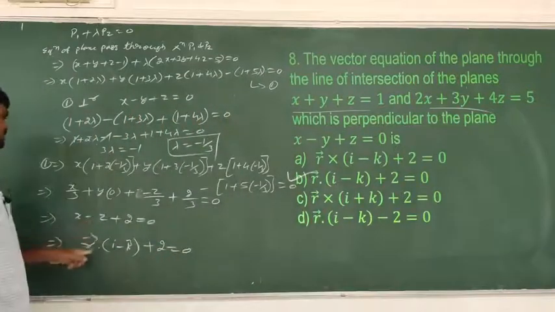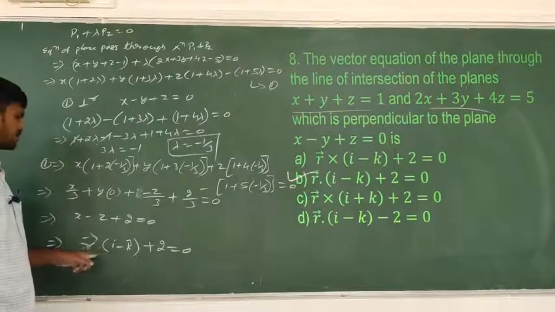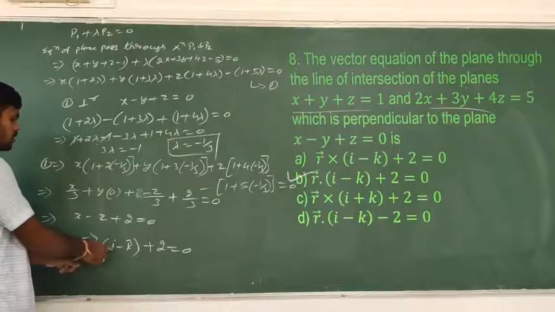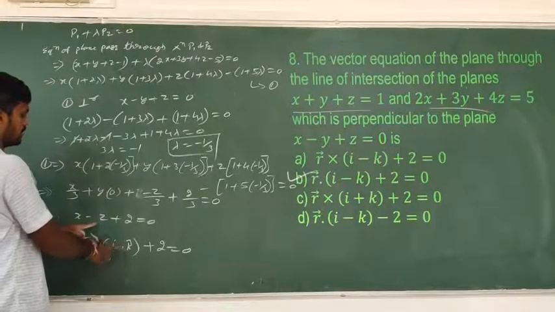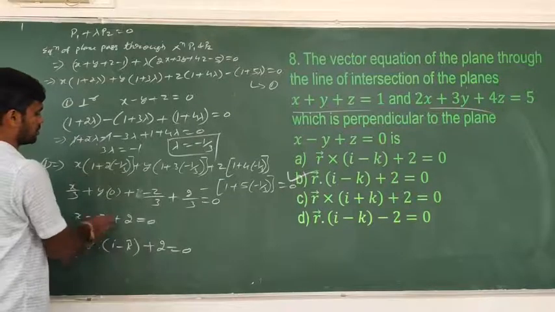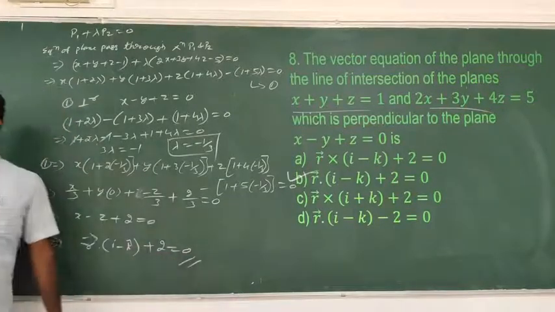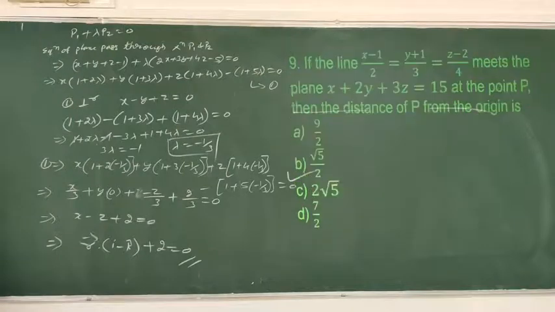See, x minus z, this is x I cap plus y j cap plus z k cap, that is vector r. So x into 1 is x, y into 0 is 0, gone, z into minus 1 is minus z plus 2 is equal to 0. This is the answer. Okay, next move on to the next problem.